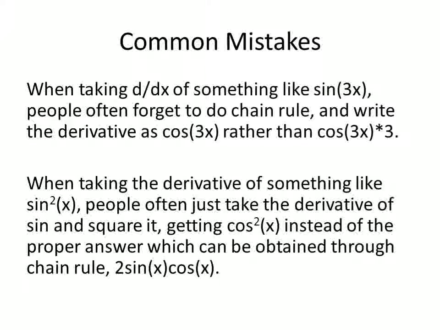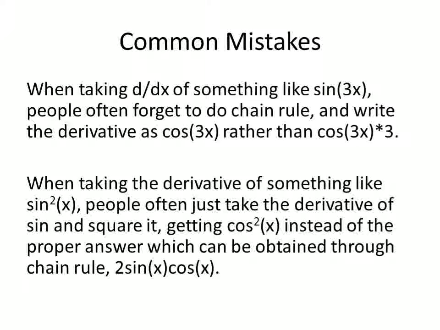Speaking of common mistakes, here are some more common mistakes people make when taking the derivatives of trig functions or doing problems involving the derivatives of trig functions. When finding the derivative of something like sine of 3x, people often forget to use the chain rule and write the derivative as cosine of 3x rather than cosine of 3x times 3, because you need to also find the derivative of 3x, which is 3.